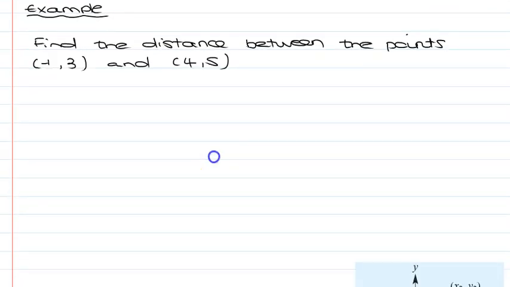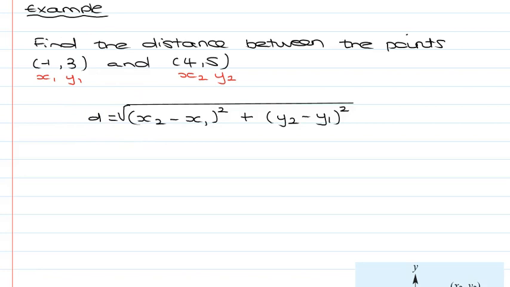So we need to find the distance between the points -1, 3 and 4, 5. So the first thing to realise is that as you're reading it, this one here is the first coordinate. So I'm going to call this x1, y1. And this is the second coordinate. I'm going to call this x2, y2. And it's simply just a case of substituting those numbers into the distance formula. So I'm going to write the distance formula out first. Done very quickly, and now I'm going to substitute those values in.